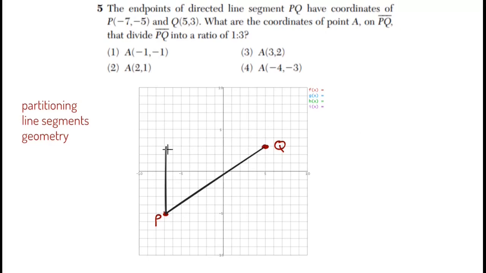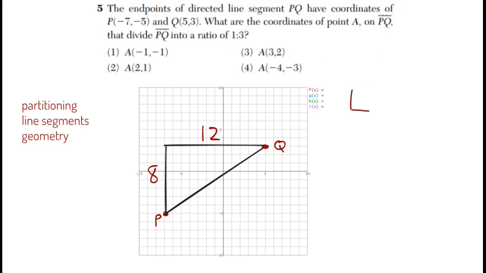Let's make that a straight line. Let's try that one more time. There we go. All right, so the vertical distance from P to Q, that looks like, what is that, 5, 6, 7, 8? And then the horizontal distance between P and Q is from -7 to 5, that's 12. Now, point A is going to divide PQ into a particular fractional part. And that part is 1 to 3.